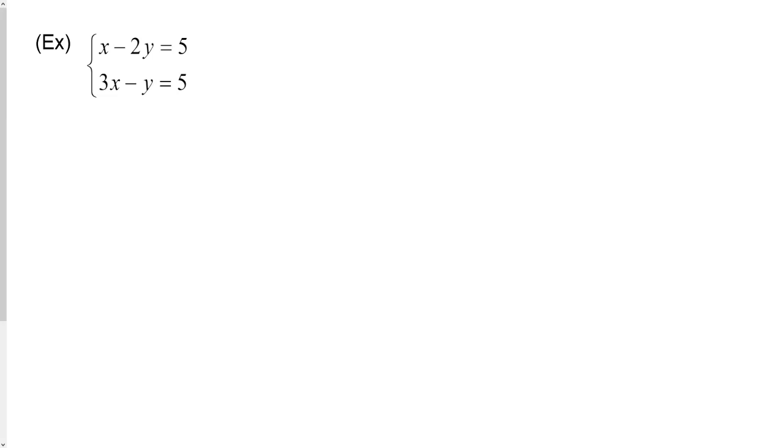So x minus 2y equals 5, 3x minus y equals 5. So we first define D as the determinant of just the coefficients, the matrix of coefficients. So 1, -2, 3, -1. So this is going to be -1 plus 6, which is 5.